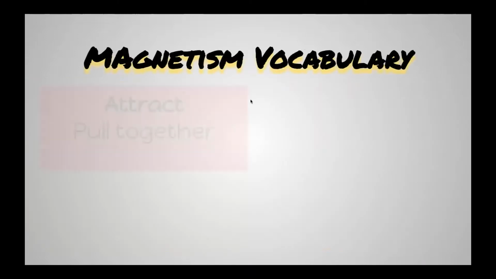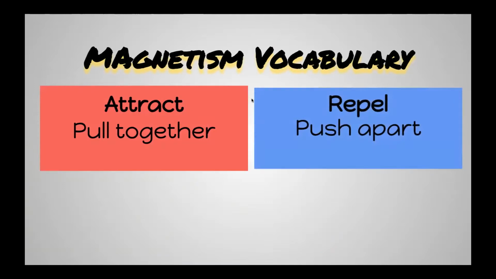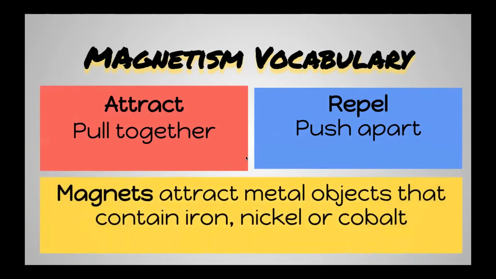So our vocabulary review is when magnets are opposite, they attract, they pull together. When the poles are the same, they repel or push apart. And magnets attract metal objects that contain iron, nickel, or cobalt.